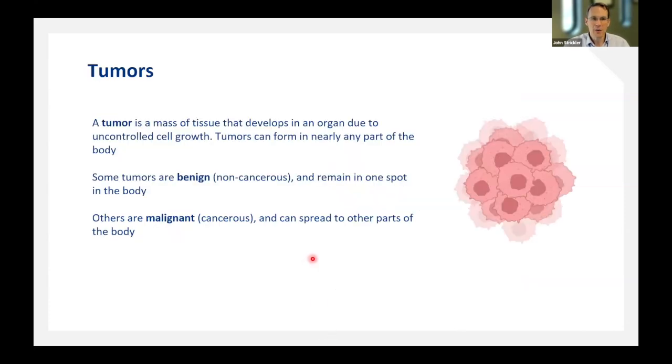When we have a tumor, that's a mass of tissue that develops in an organ due to uncontrolled cell growth. We can have benign tumors that are non-cancerous and just stay in one spot. And then we can have malignant tumors that grow, spread, invade, and go to other parts of the body. That's what we're all here to fight, these malignant tumors.